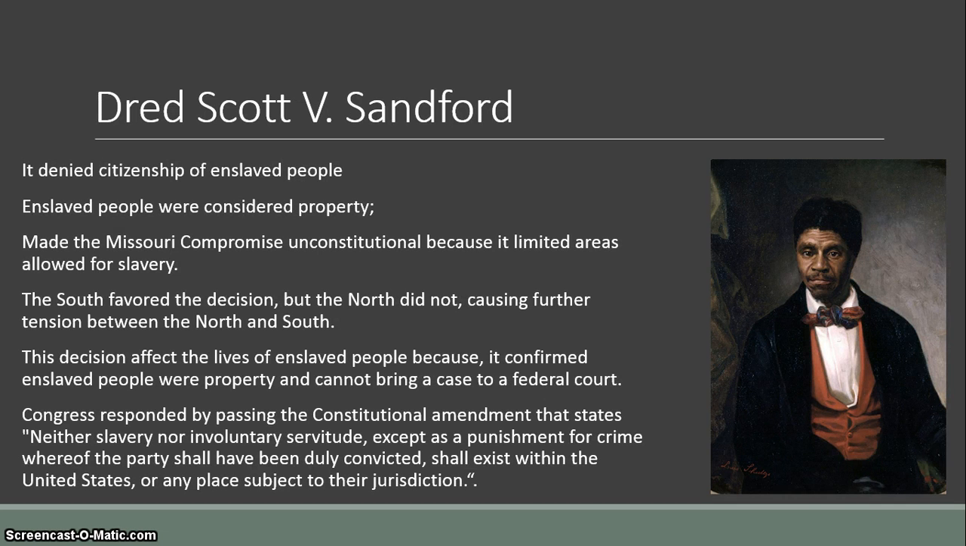Now let's look at Dred Scott versus Sanford. Sorry, Dred Scott versus Sanford. Whew. Bad pronunciation tonight, guys. I apologize. Basically, this denied citizenship to enslaved people.